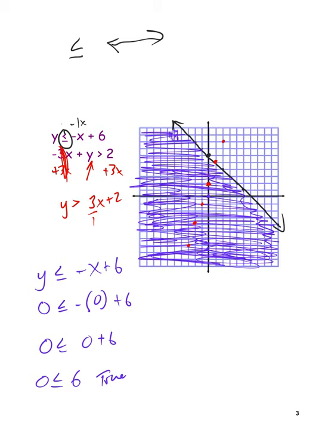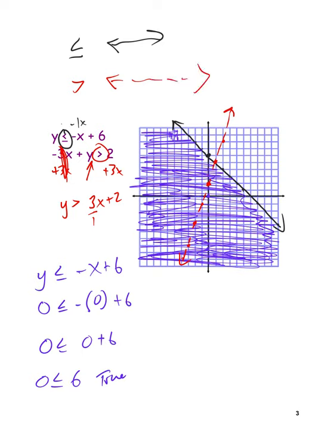Uh-oh. Started to draw it solid. It shouldn't be solid. This needs to be dashed. So I'll dash the line. And again, the reason it needs to be dashed is because this is just greater than. If it's just greater than, then it's dashed. If it's greater than or equal to, then it's solid.